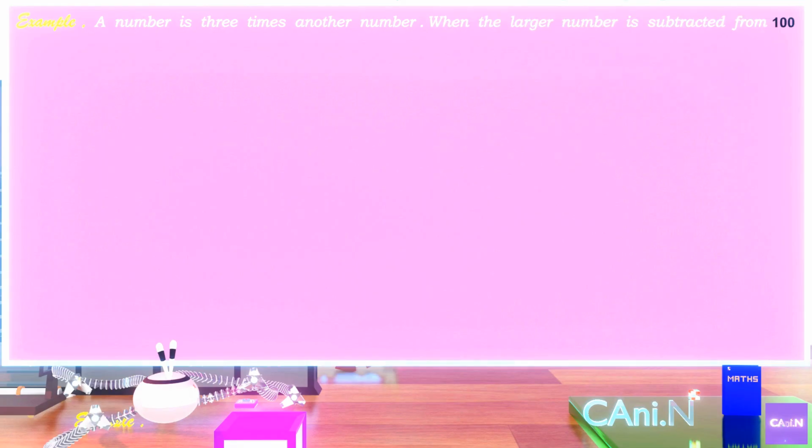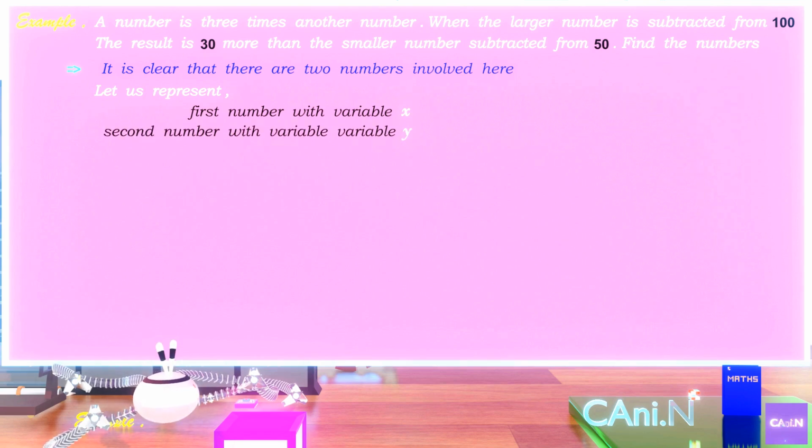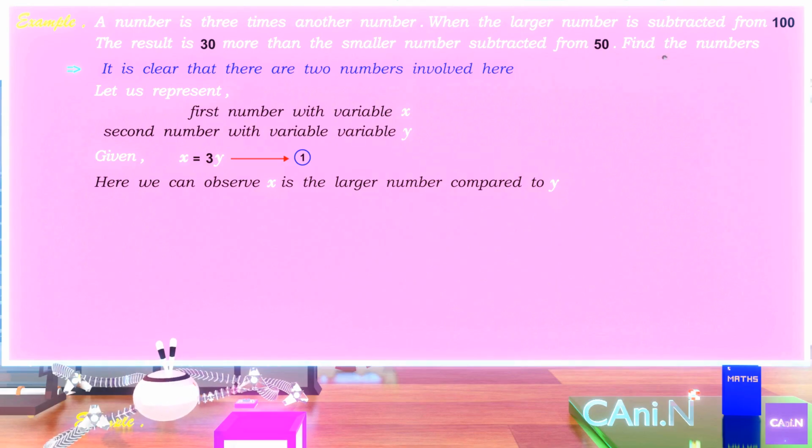A number is 3 times another number. When the larger number is subtracted from 100, the result is 30 more than the smaller number subtracted from 50. Find the numbers. It is clear that there are two numbers involved here. Let us represent the first number with variable x and the second number with variable y. Given is x equals 3y, let's call this equation 1. Here, we can observe x is the larger number compared to y.